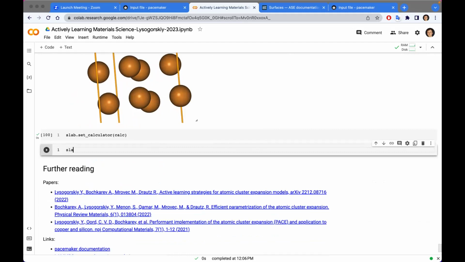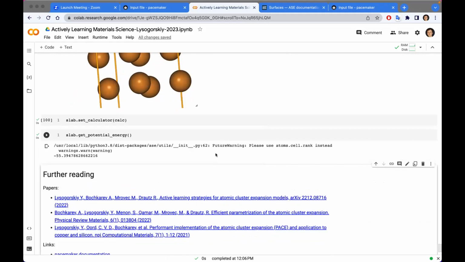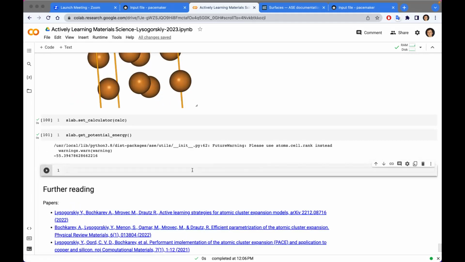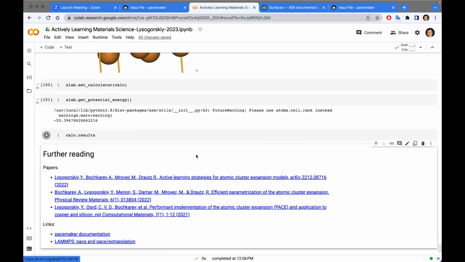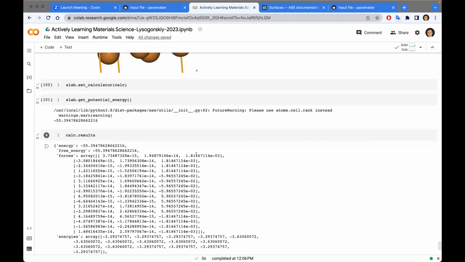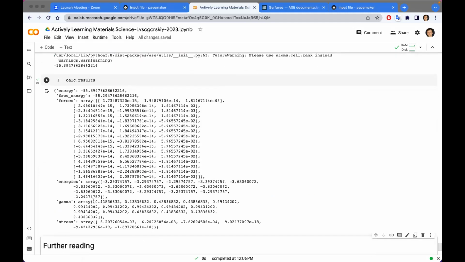So I can say slab get potential energy. It will give me some potential energy. I can check the forces and so on. But what I'm interested in now, so in the calculator that I just set, it has actually the results dictionary, which contains everything: energies, forces, stresses, and we're interested in this gamma.